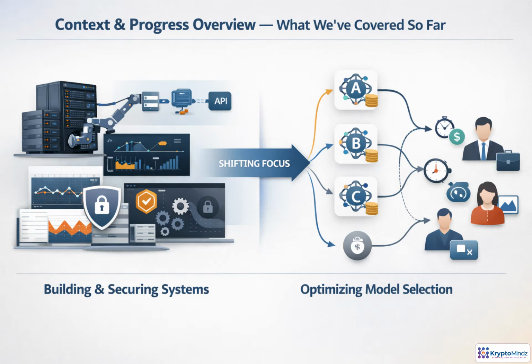So far, you've built the production foundation: architecture, deployment, observability, reliability, security, governance, and cost awareness. Now the focus shifts from making systems work safely to making them operate intelligently by choosing the right model for each request under cost, latency, quality, and risk constraints.